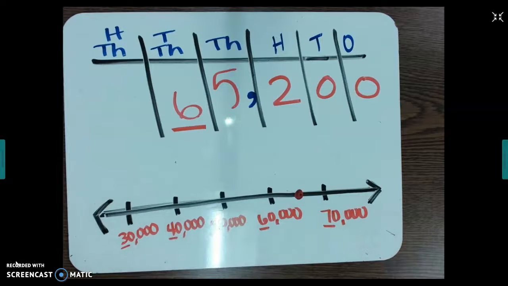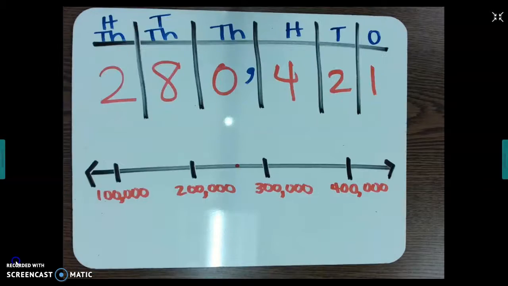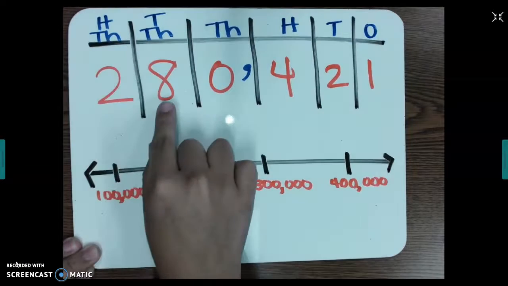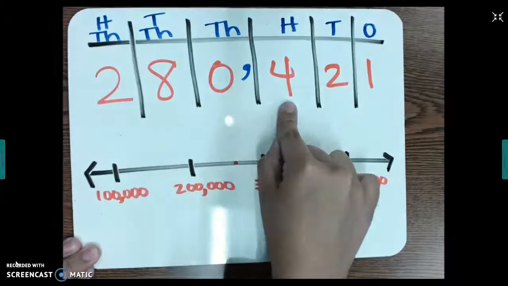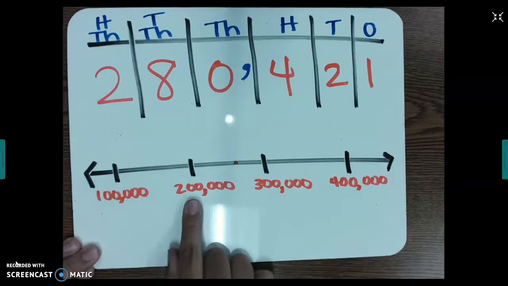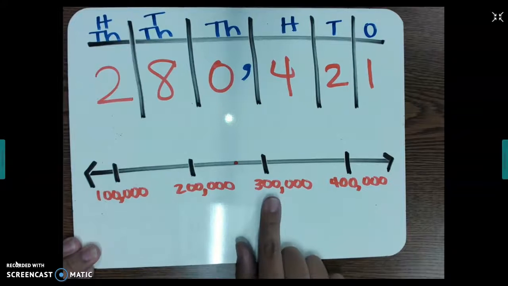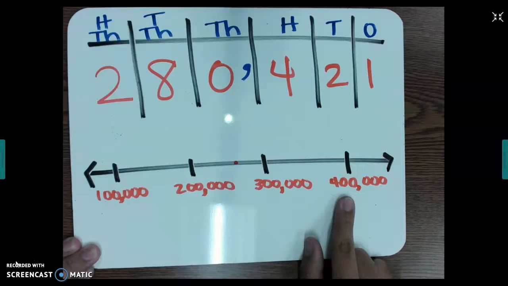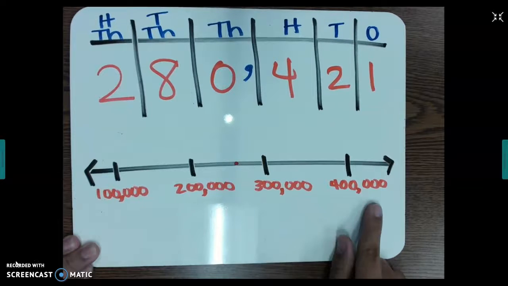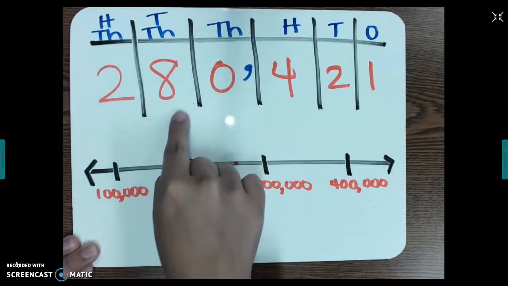I'm going to show you another example, and before I plot my dot, I want you to pause the video and practice. Okay, for this number, it's going to go up to the hundred thousands place. So it's 280,421. Underneath, I have 100,000, 200,000, 300,000, and 400,000. I need to determine between what two numbers my plot is going to go.